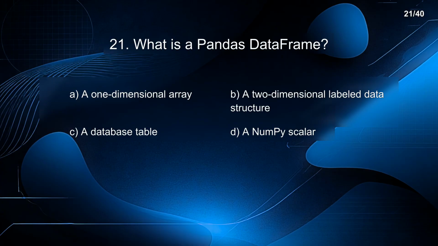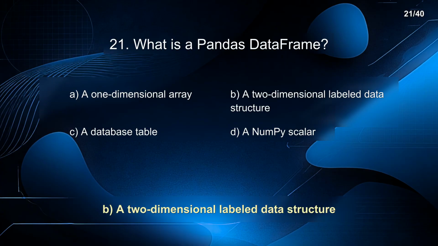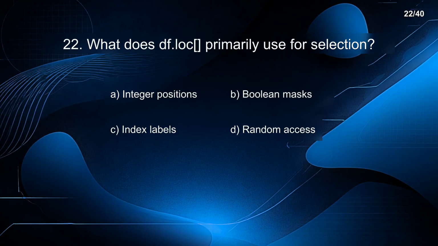Correct answer is B. A two-dimensional labeled data structure. 22nd question. What does df.loc primarily use for selection? A. Integer positions. B. Boolean masks. C. Index labels. D. Random access.